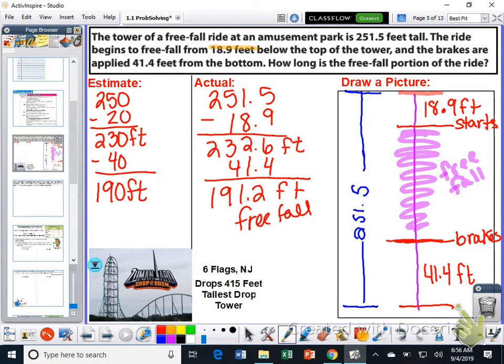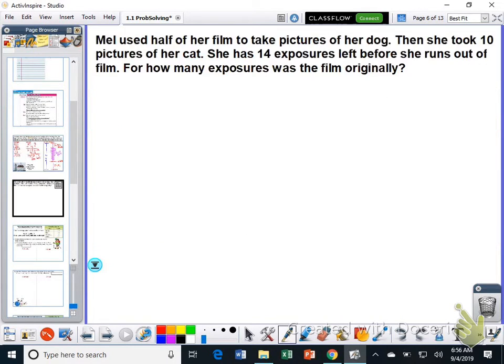So I feel that I did this problem correctly, because my estimate is actually pretty close to my actual. So I feel like I've done everything correct. So draw a picture, work backwards, estimate. These are all problem solving strategies.